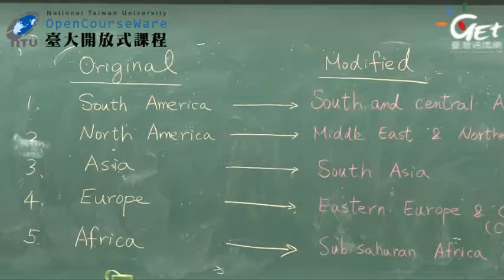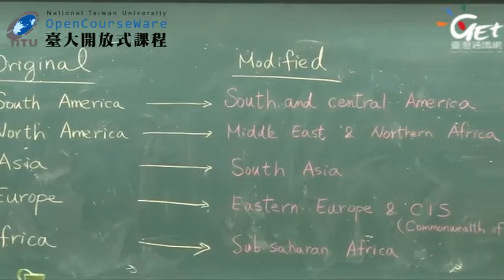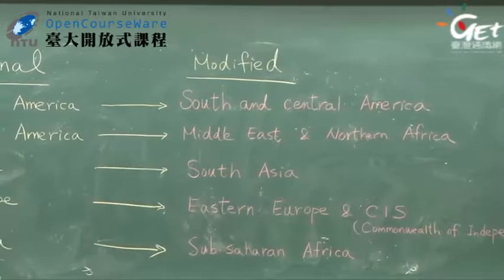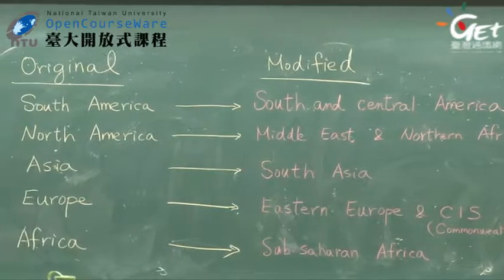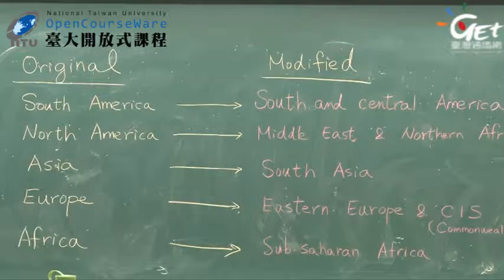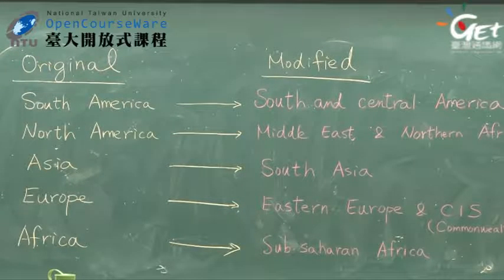So South America will include Central America, so it will become South and Central America. The group of Asia will focus on South Asia. And the Europe group will focus on Eastern Europe and CIS, Commonwealth of Independent States, which are the former USSR republics. And Africa, we will modify it into Sub-Saharan Africa. And the group of North America, we would like you to focus on Middle East and Northern Africa.